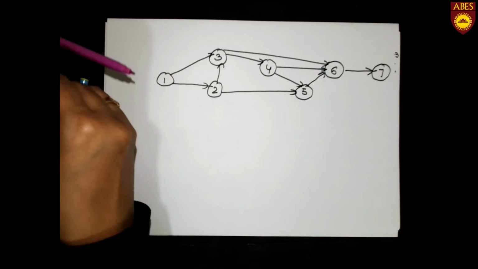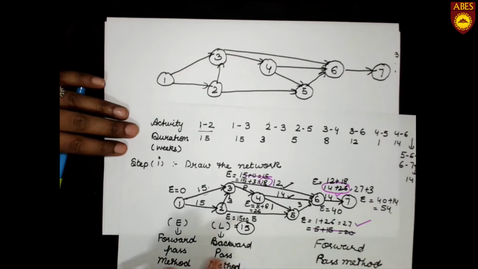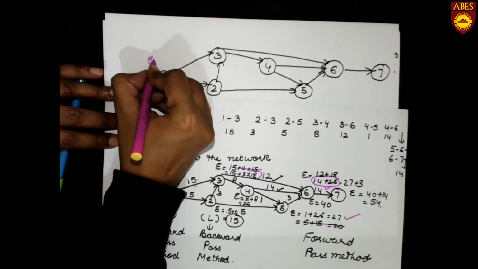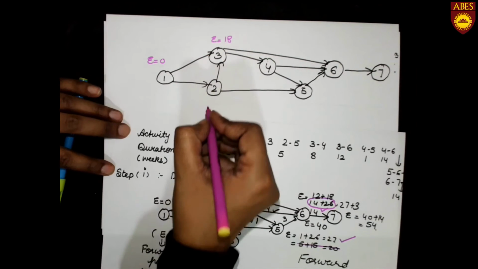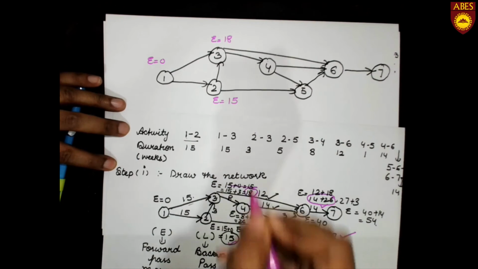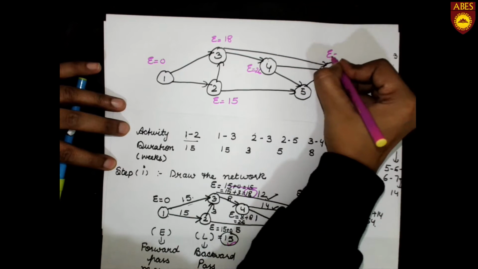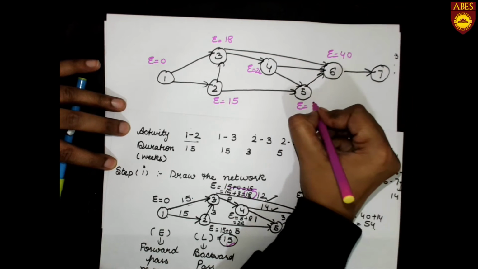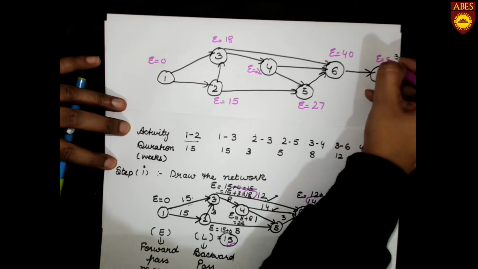Now we have to find out the value of E. From this we can take the help of this previous method. This is E is equal to 0. Here E is equal to 18. Here E is equal to 15. Okay, now E is equal to 26. This is E is equal to 40. Here E is equal to 27, and the last one is E is equal to 54.